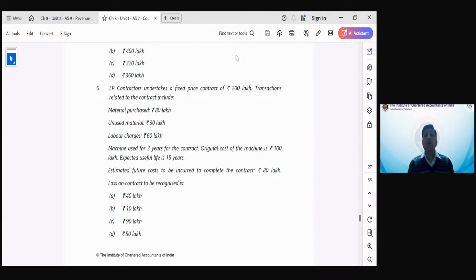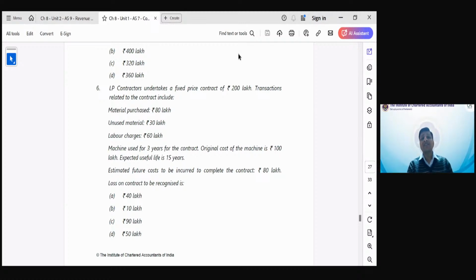So what is your total cost in the given case? Can you tell me what is your total cost? I'm just hoping Priya, you are also trying to solve this alongside. So what is the total cost? 210 lakhs, correct? 210.